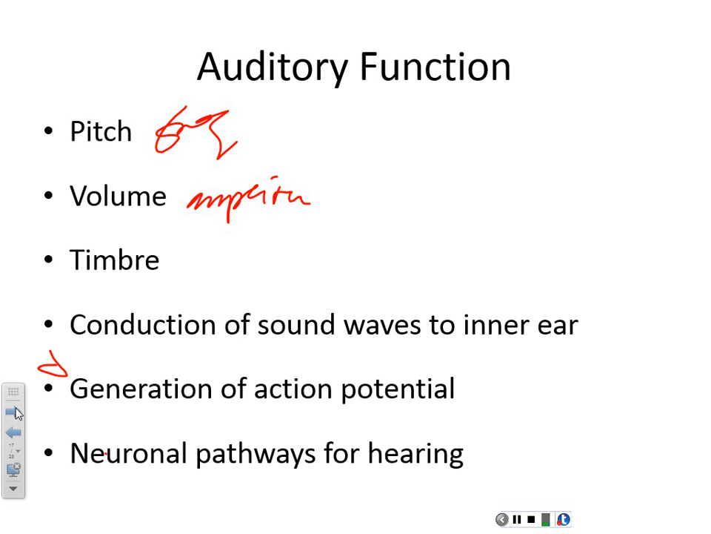Neuronal pathways, of course, for hearing go through the vestibulocochlear nerve, and then to the nuclei of the medulla, and then the thalamus and so forth. But the neuronal pathways for balance are the ones that involve the eyes and so forth, because balance involves the sense of vision.